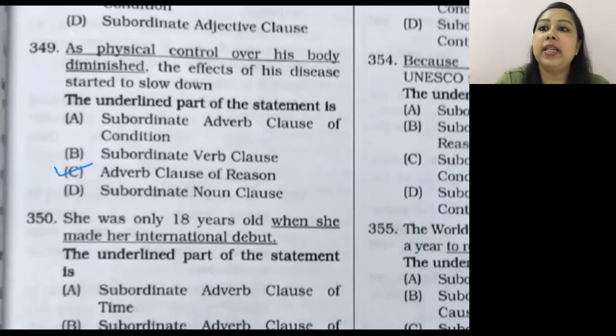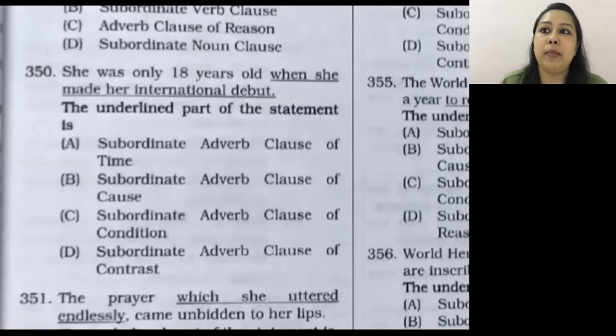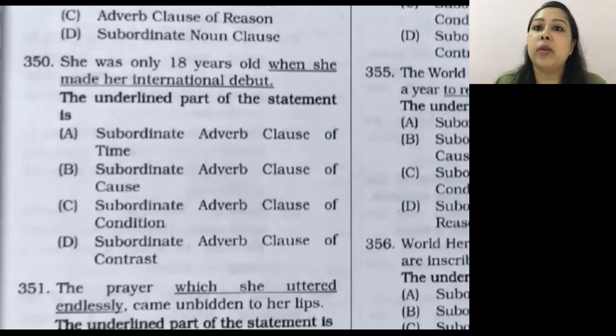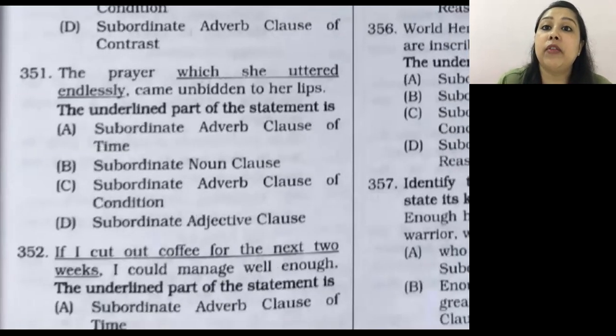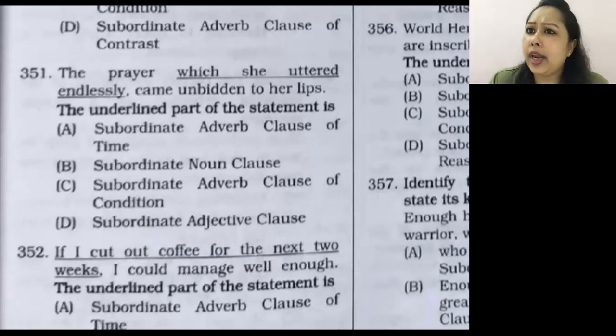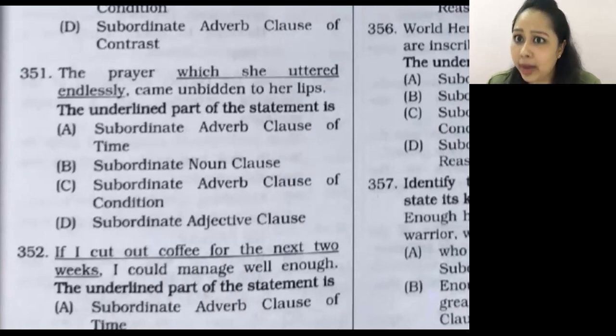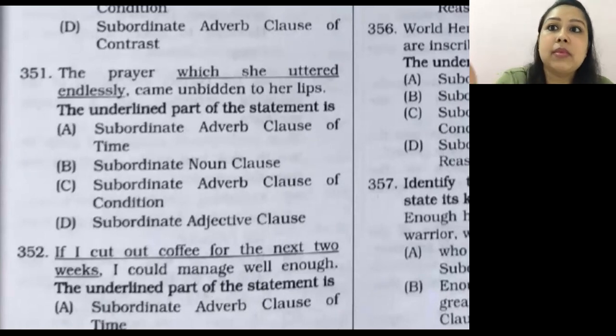Next one. She was only 18 years old when she made her international debut. This is adverb clause of time. Very good. Amazing, Anaga. Very good, Tanishka, Prajakta. 351st: The prayer which she uttered endlessly came unbidden to her lips. Very good. We have the word which. This is subordinate adjective clause.